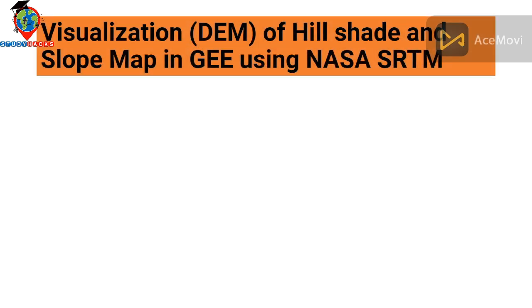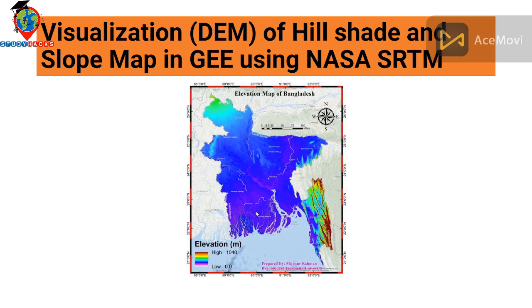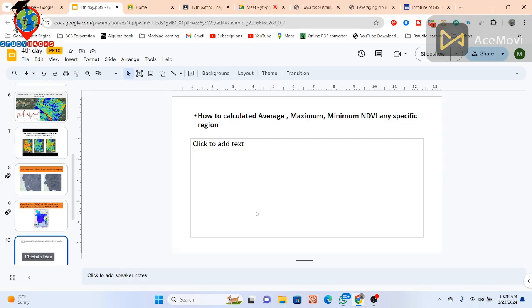We also talk about DEM data: using DEM data, how we can easily create the elevation map, hillshade map, slope map, and aspect map, and how to calculate average, maximum, and minimum NDVI in a specific region. So let's go ahead and start one by one.